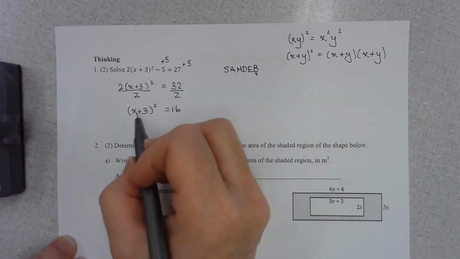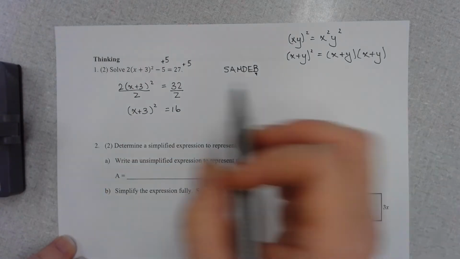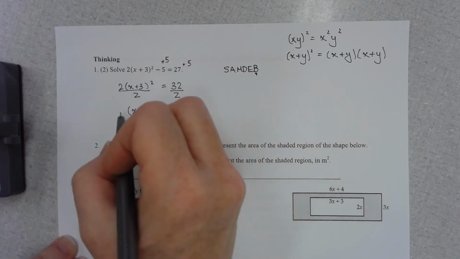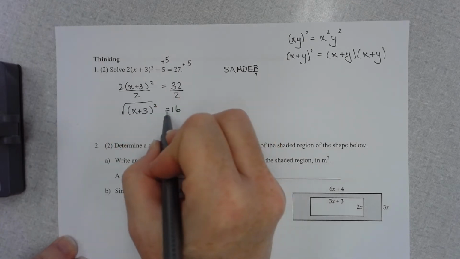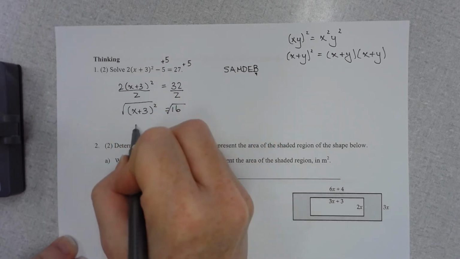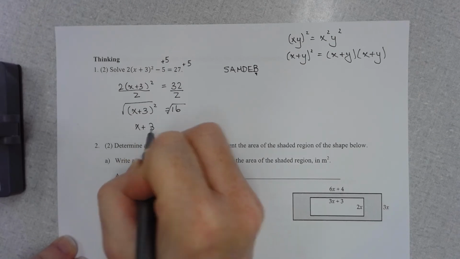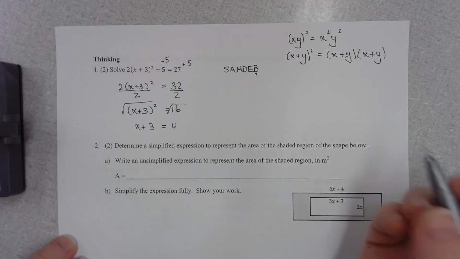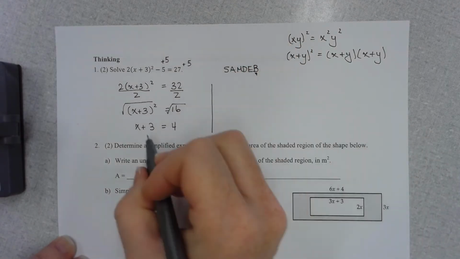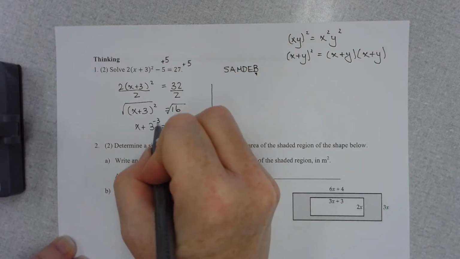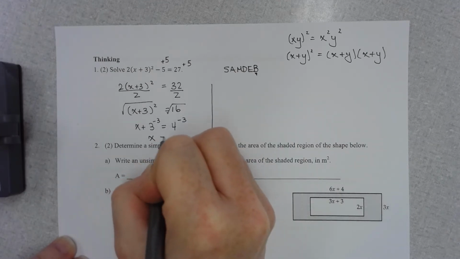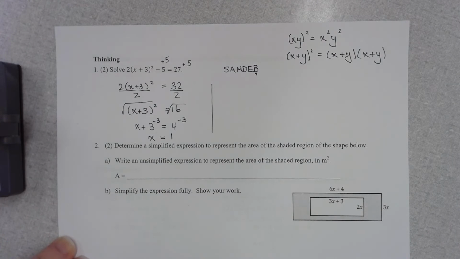Well, still, the bracket itself we don't touch, but we can get rid of the exponent, and we know that anytime we have something squared, to undo it, we're going to take the square root of both sides, and that gets rid of our squaring. So we have x plus 3 is equal to, and the square root of 16 is 4. Okay, so now I can subtract 3 from both sides, and I actually end up with x equals 1.